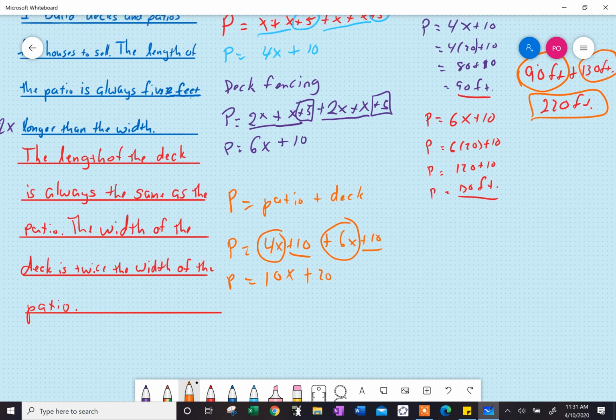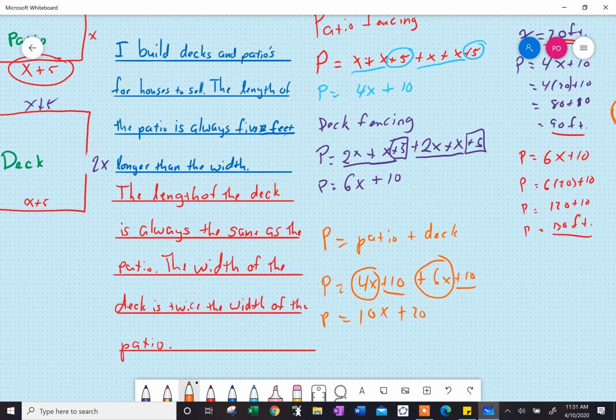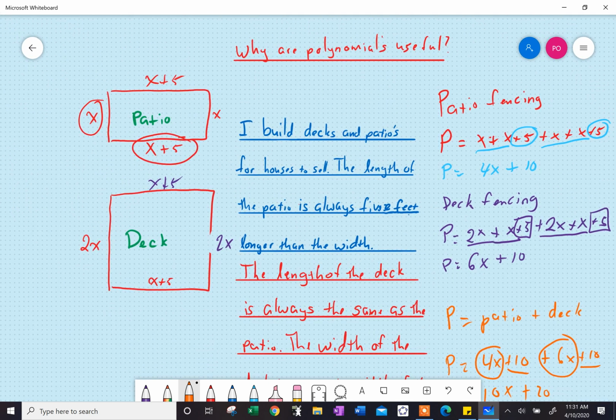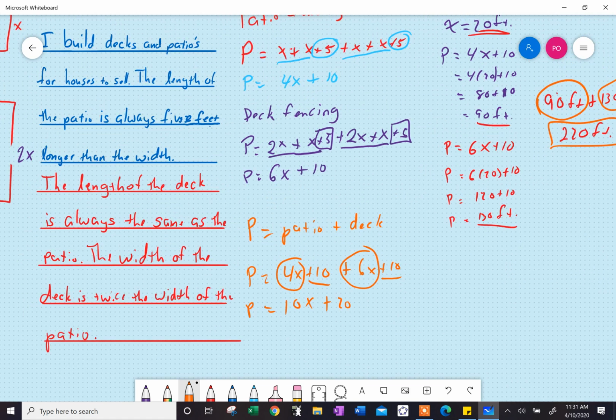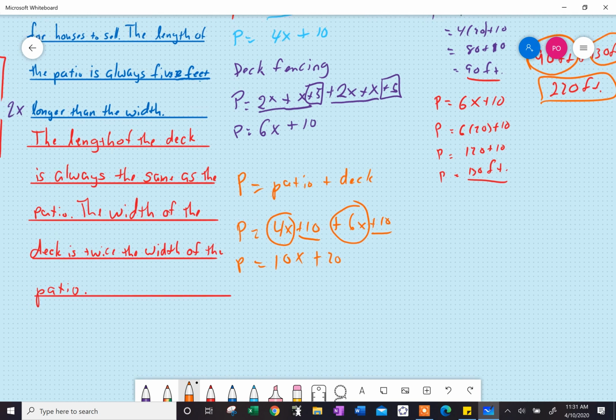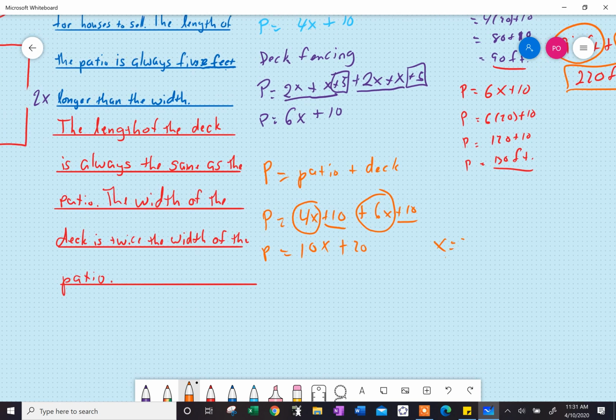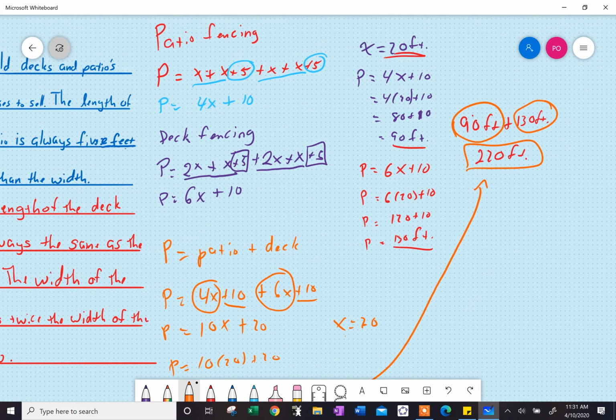Now, remember what that x actually means. That x is really how long the side is. The side could be any length. In our example, we're saying the side was 20 feet. If x equals 20, then the perimeter would be 10 times 20 plus 20, which is 200 plus 20, which is 220 feet, which we already knew.